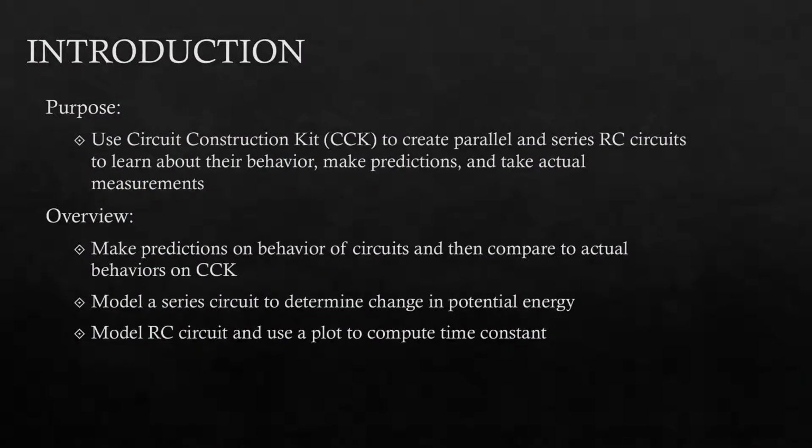So the purpose of this lab was to use a circuit construction kit, or CCK, to create parallel and series RC circuits to learn about circuits' behaviors, make predictions, and take actual measurements. The format of this lab was basically to make predictions on behavior of circuits, then compare to the actual behaviors on CCK. The first part of this lab was to model a series circuit and determine the change in potential energy. The second part of this lab was to model an RC circuit and use a plot to compute the time constant.